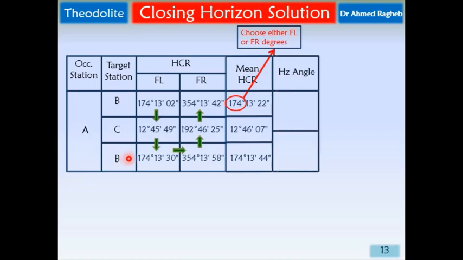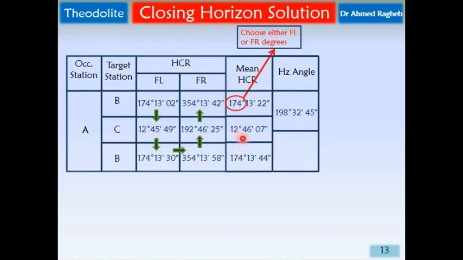Let's calculate the horizontal angle. The horizontal angle BAC equals the horizontal circle reading at the final point, which is C, minus the horizontal circle reading at the initial point, which is B. So 12.46.07 minus 174.13.22 equals 198.32.45. From where did we get this value?